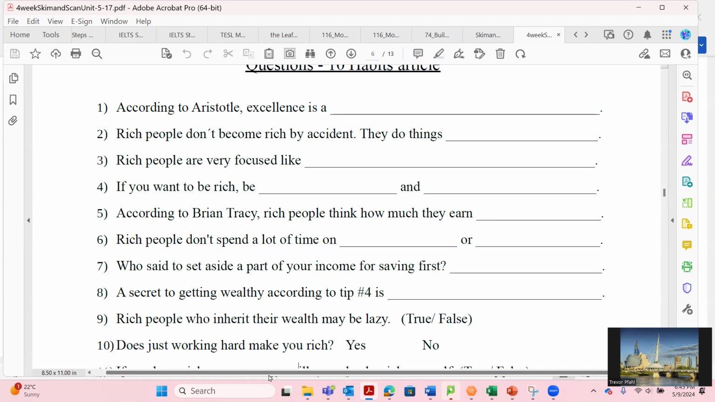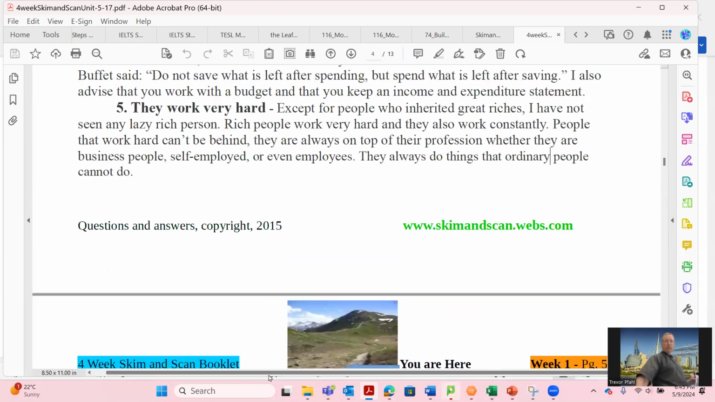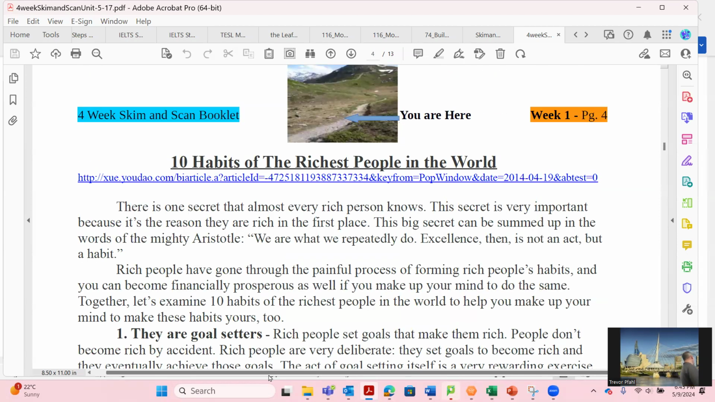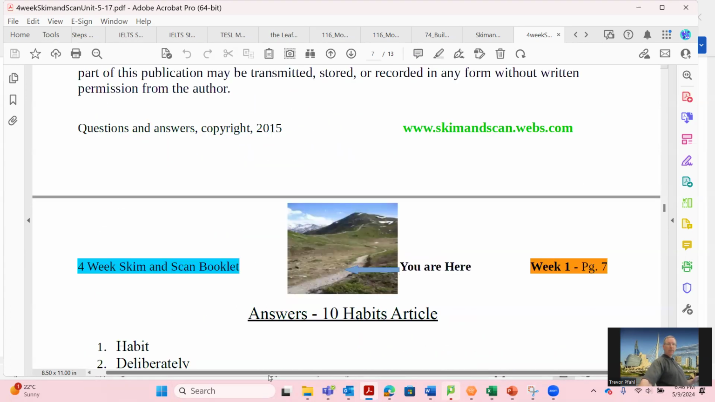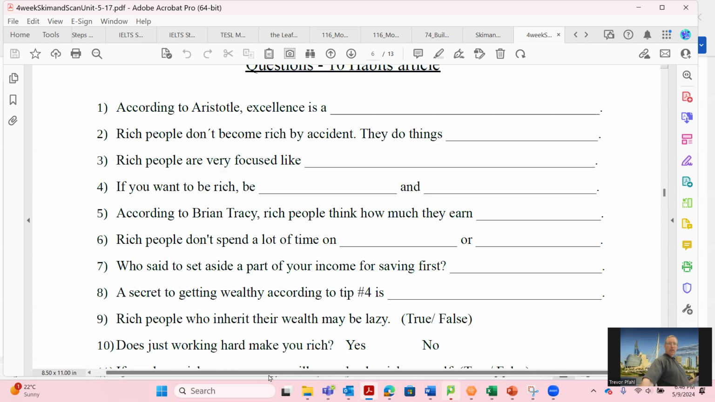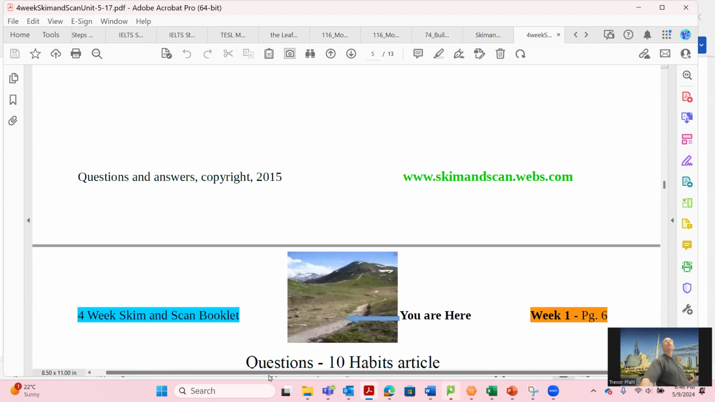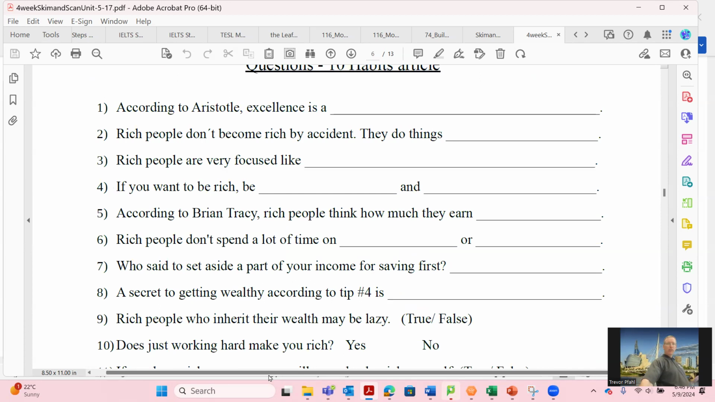So in this section, the answer we're looking for is here. They set goals that make them rich, so they are goal setters. Number 1 is habit. Number 2, they do things, just a minute, I'm giving you the wrong answer. Achieve those goals, achieve those goals.